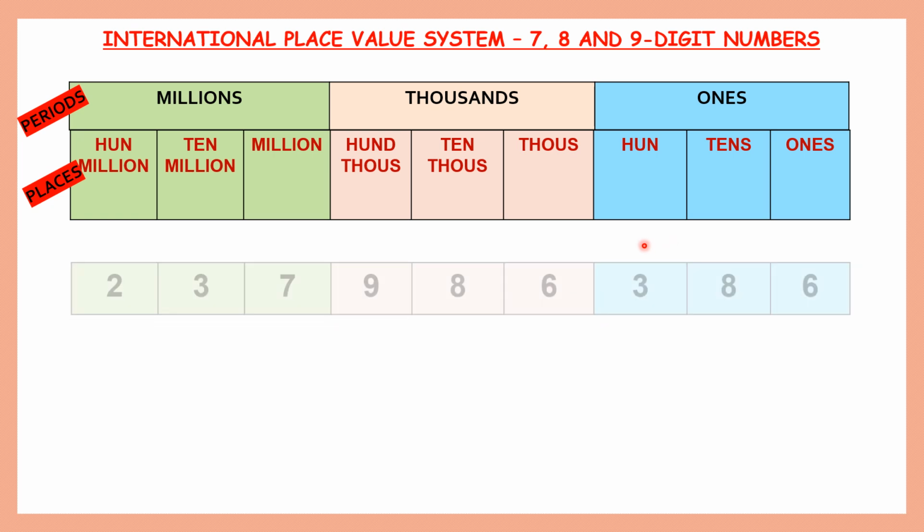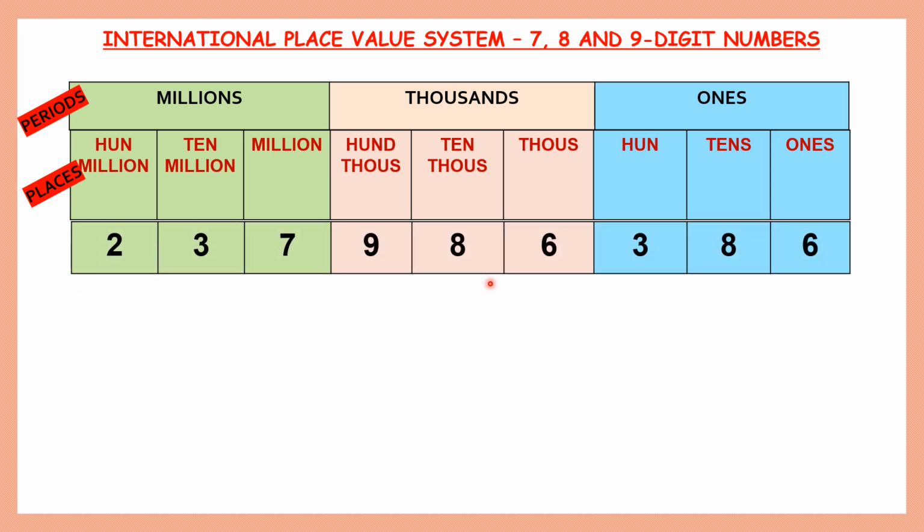So let's take an example. We have an example here. Now let's see the place value of each digit in this. Now 6 is in the ones place. So 6 into 1 will give us 6. Then we have 8. 8 is in the tens place. So 8 into 10 is 80. Then we have 3. 3 is in the hundreds place. So 3 into 100 is 300. Now we have completed the ones period.